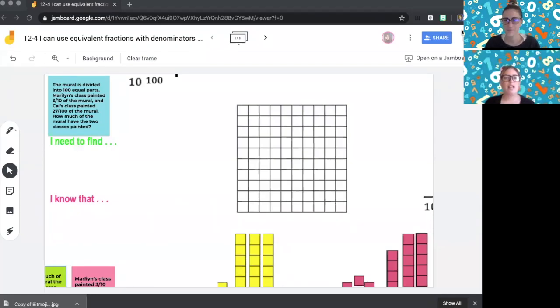Today we're going to do lesson 12-4, add fractions with denominators of 10 and 100. I can use equivalents to add fractions with denominators of 10 and 100. So let's look at the solve and share.